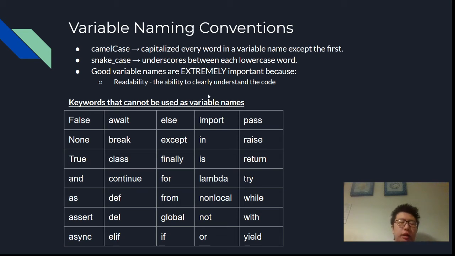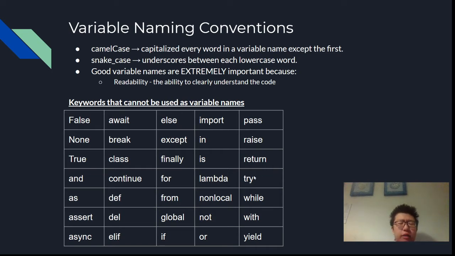Good variable names are very important because they help the reader understand your code better by representing variables with good names that show their purpose and what they represent.